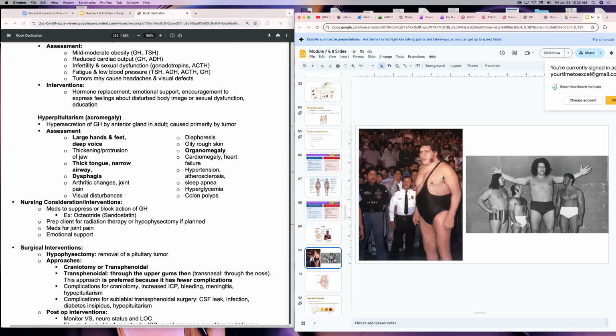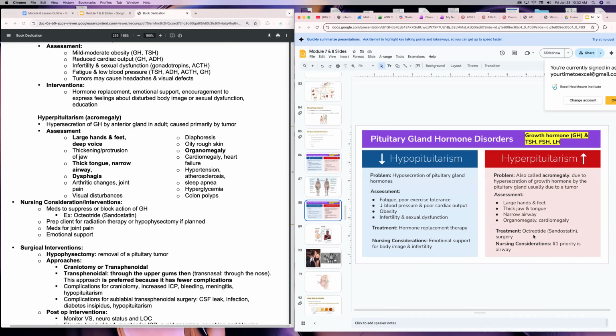If you see this individual called, I believe his name was Andre the Giant. So as we can see here, compared to men of a normal size, right? And this man is probably very tall compared to a normal person, but still look at him compared to Andre. So this is what we call acromegaly or hyperpituitarism. And remember, your number one priority for an individual with hyperpituitarism is airway.